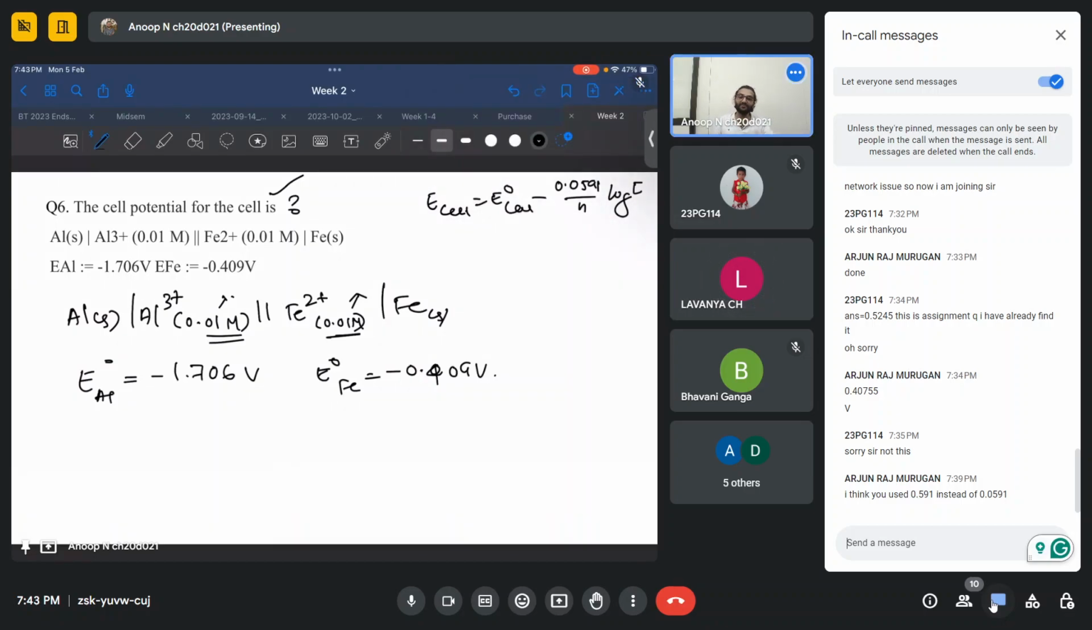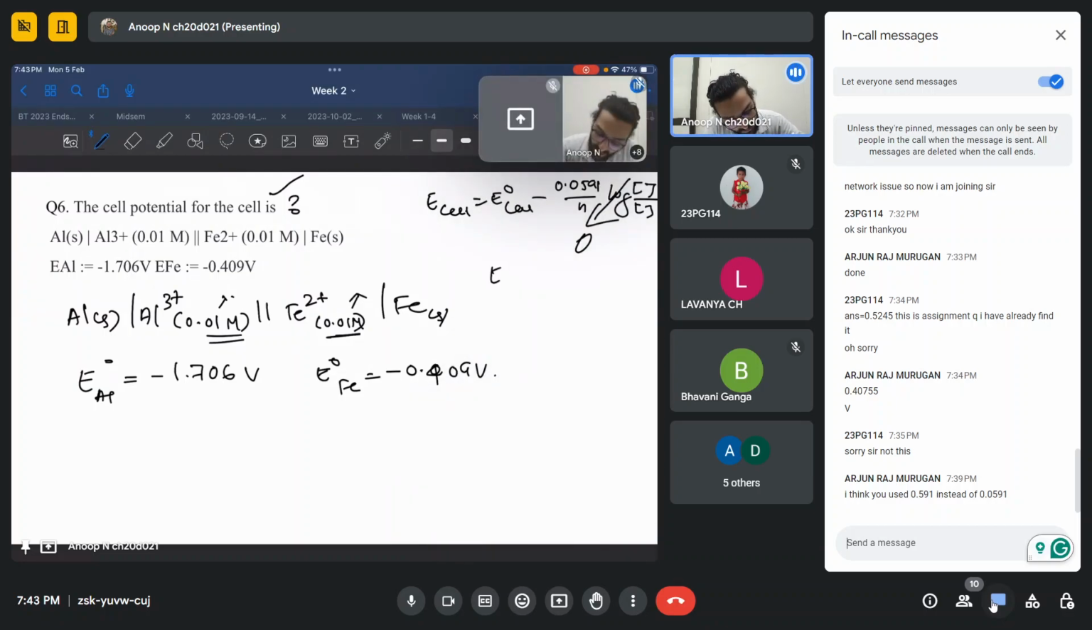You can use it. Why is it happening? It's simple because the concentrations are the same. So this term will be log 1. Log 1 is 0, so this entire term will go out. So E cell is equal to E cathode minus E anode.